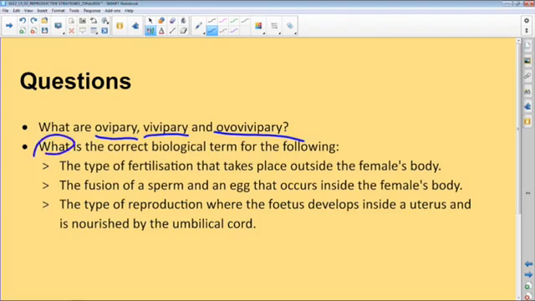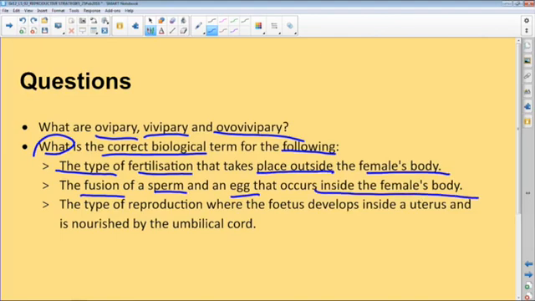Next one. Don't forget that. What is the correct biological term for the following? The type of fertilization that takes place outside the female's body. The fusion of sperm and egg that occurs inside the female body. And then the type of reproduction where the fetus develops inside a uterus and is nourished by an umbilical cord. I'm going to give you 3 minutes for that. Let's see how good you are. Ready? Go.